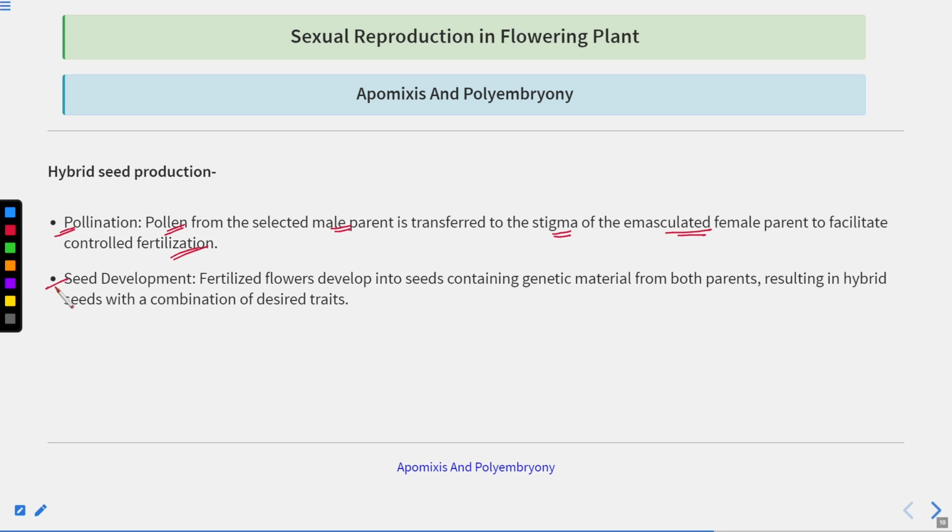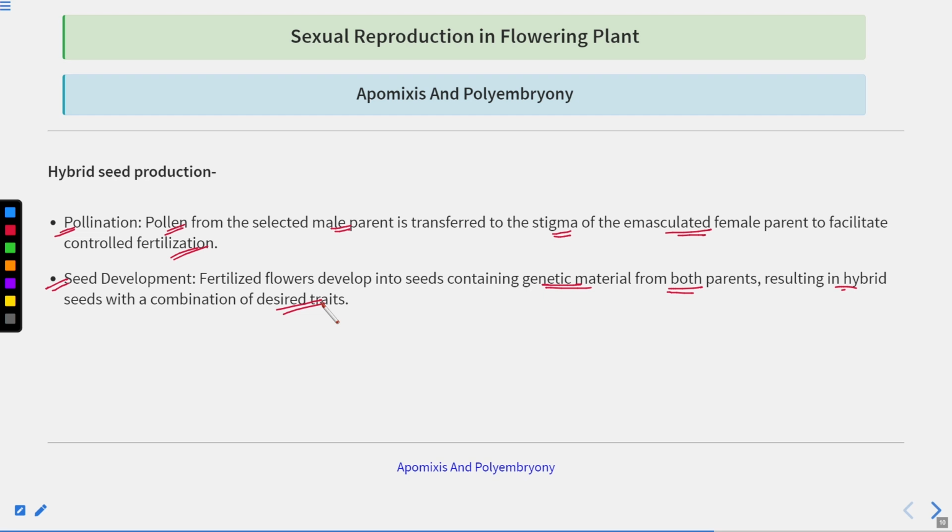Now next is the seed development. Now the fertilized flower develops into the seeds containing the genetic material from both the parents, resulting in the hybrid seed with the combination of the desired character. Now the seeds that will be produced are known as the hybrid seeds. Clear? So the method is clear.